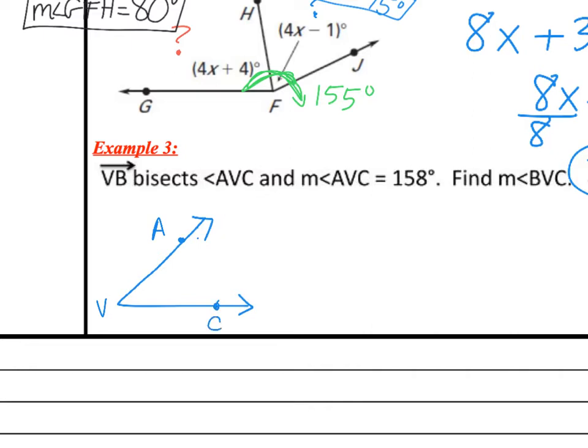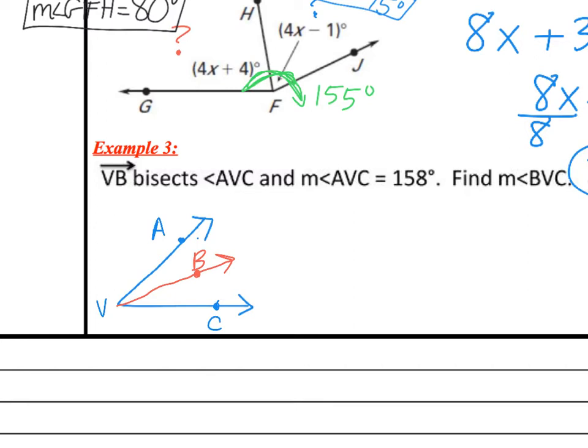So that's AVC. We know that AVC is 158. Okay, we'll use that in a second. It says that VB bisects AVC. So if it's bisecting, we should make sure it looks like it's in the middle and it's cutting it in half. So this is VB. It's the ray that cuts it in half.